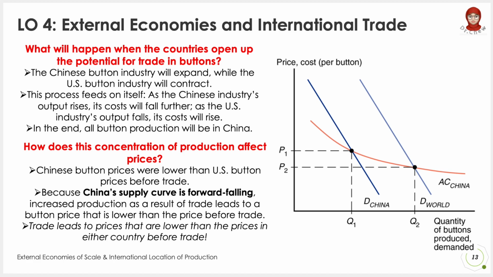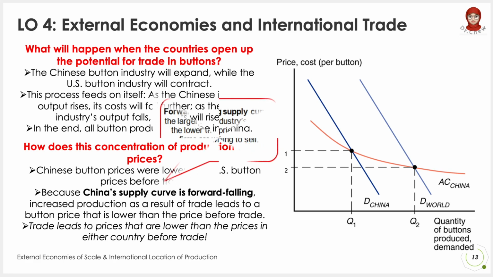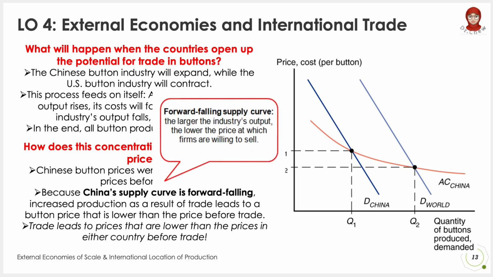The effects of this concentration are illustrated in this figure. Before the opening of trade, China supplied only its own domestic button market. After trade, it supplies the world market, producing buttons for both Chinese and US consumers. Notice the effect of this concentration of production on prices. Because China's supply curve is forward falling, increased production as a result of trade leads to a button price that is lower than the price before trade.